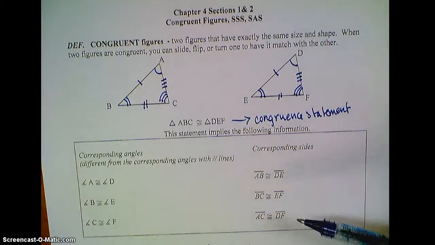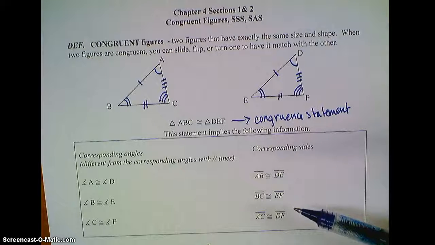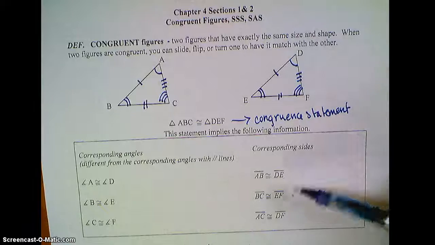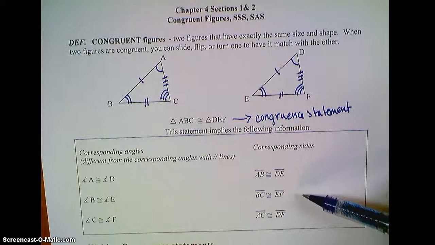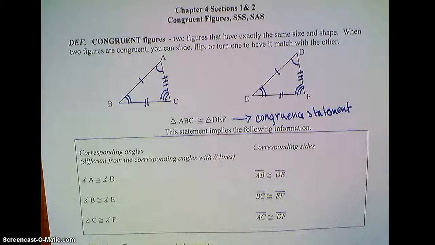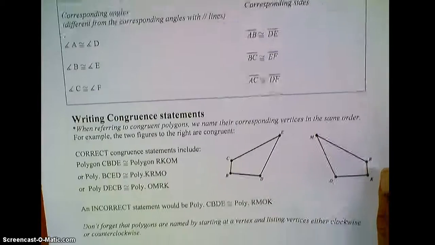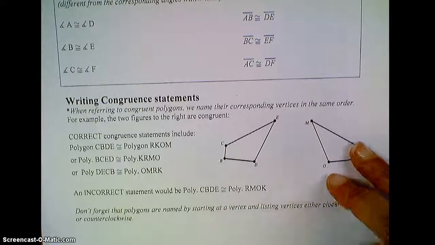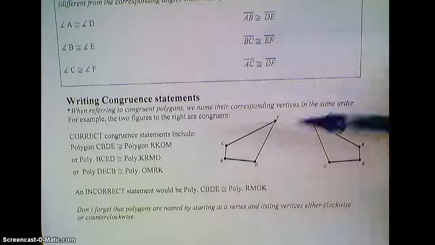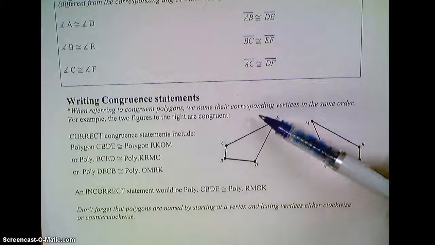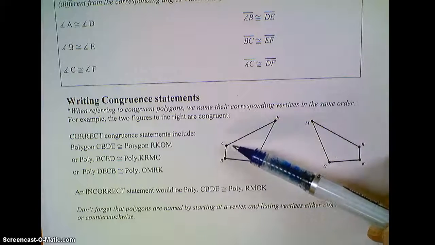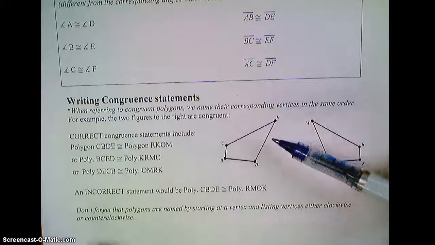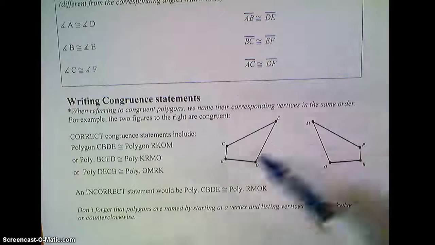So, for our 2 triangles to be congruent, again, all corresponding angles must be congruent, and all corresponding sides are going to be congruent. Okay, the bottom of page 1, we also have information about writing congruent statements. Okay, so when you're referring to congruent polygons, you name the vertices in order, either clockwise or counterclockwise. So you can start anywhere you like as long as you're consistent.